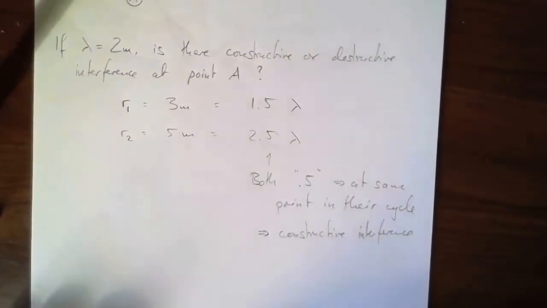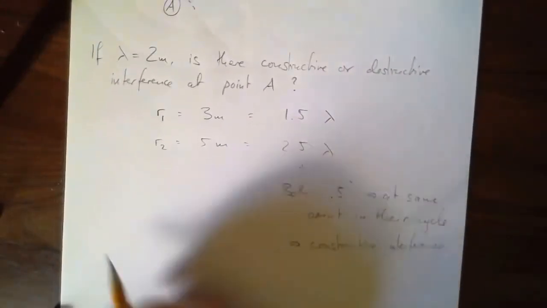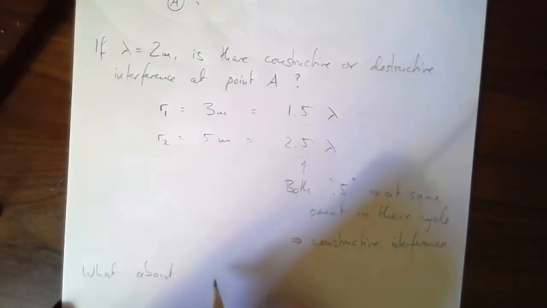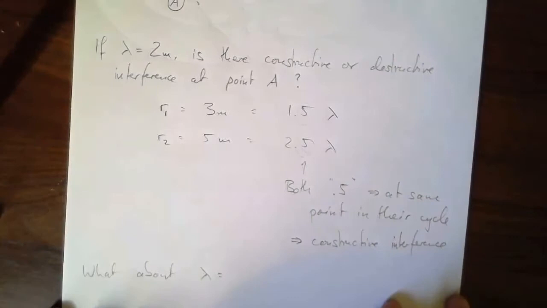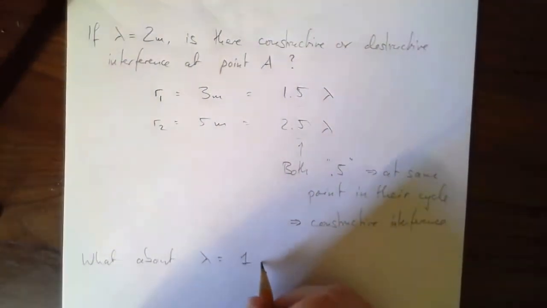Constructive interference. Let's do another example. Let's stick with point A, but let's change the wavelength. Right? So let's say, what about lambda equals, how about we make it shorter, 1 meter?